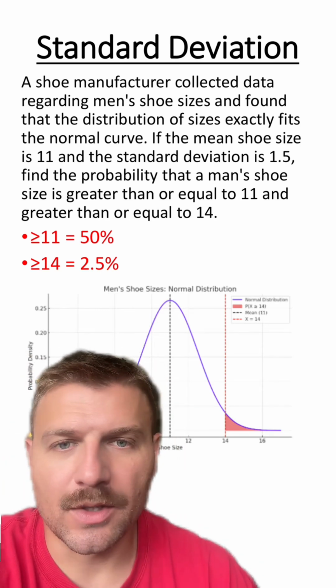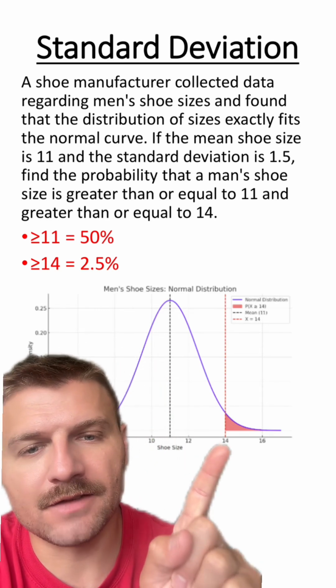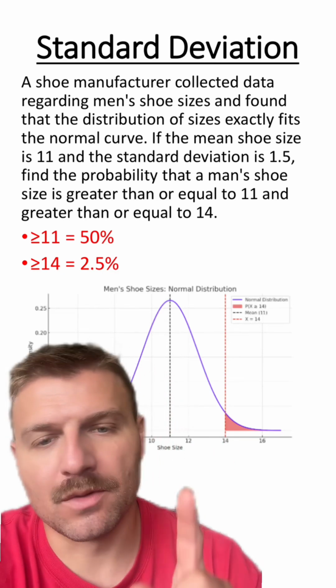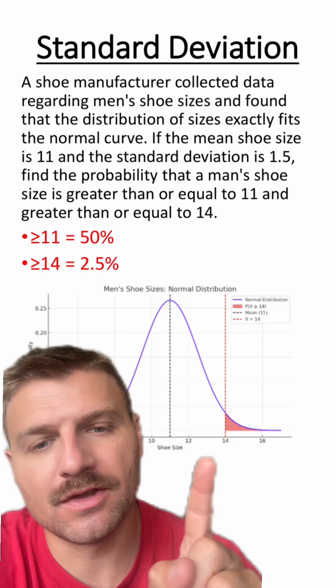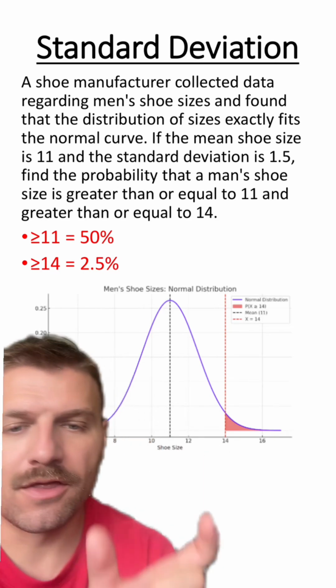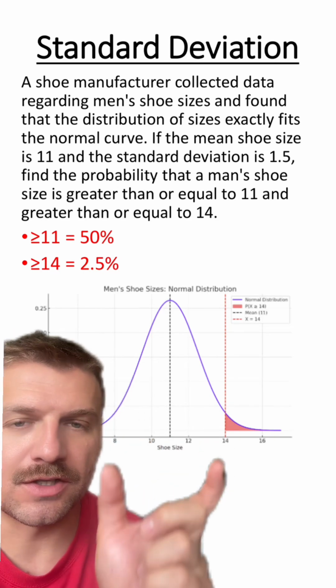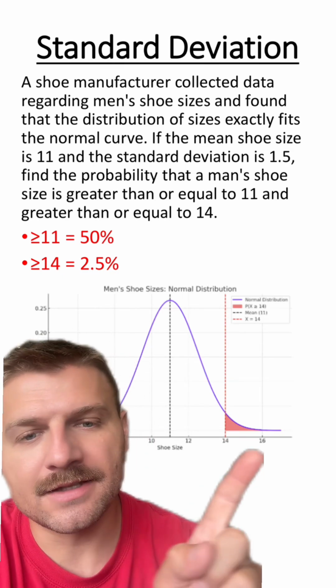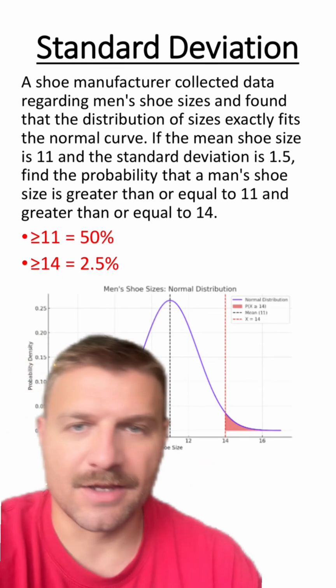When looking at the second question, 14 is 2 standard deviations above the average, which is 11. This is because 1.5 is our standard deviation, so 2 of them would be plus 3. We know that the 2 standard deviations encapsulates 95% of the data, which means the ends here are going to be 5% of the data.